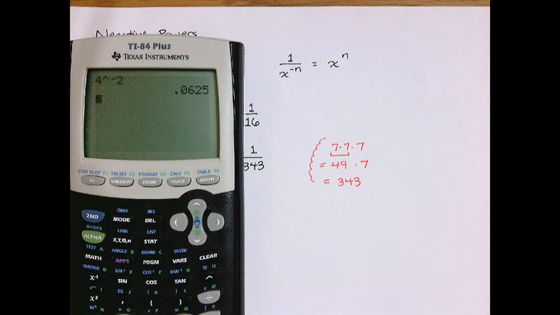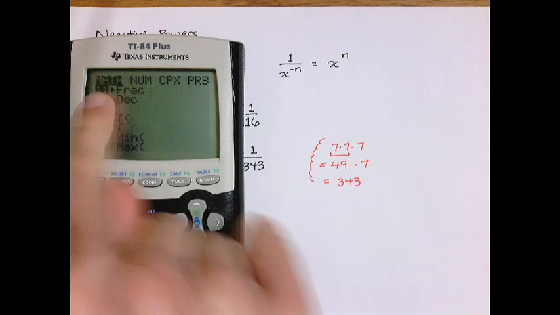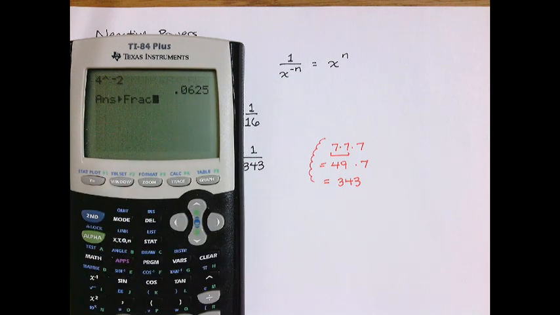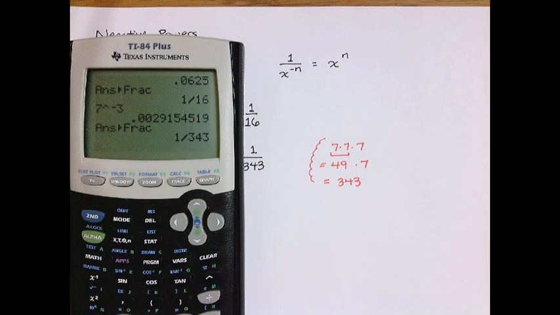Well, what does that mean? Remember that you can easily convert your decimal answers into fractions as long as they are rational numbers by pressing math and converting that to a fraction. So we hit enter, and we hit enter a second time, and that tells me 1 over 16. I can do the same thing for the second example, 7 to the negative third. Again, it gives me a crazy decimal. Don't care so much about that. Convert that to a fraction by going to math, and I get 1 over 343.